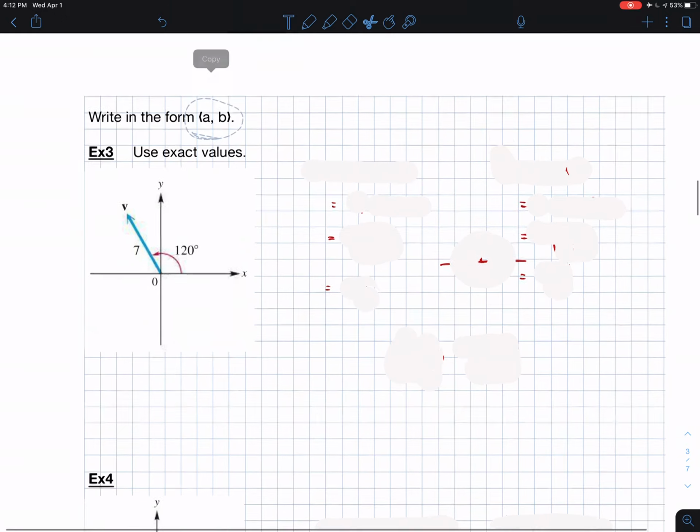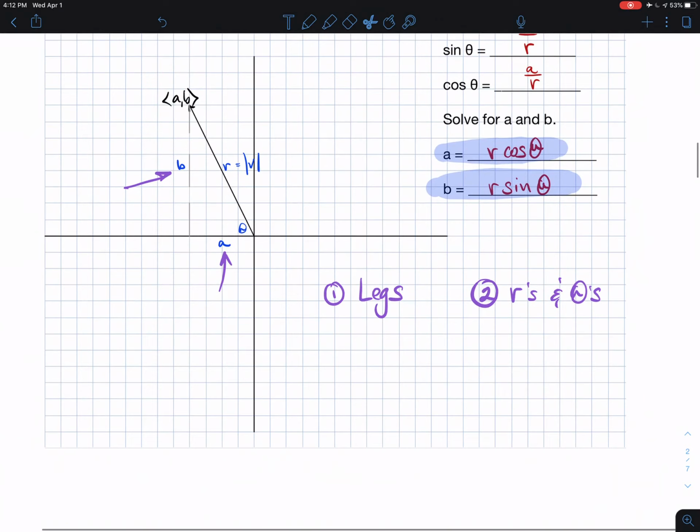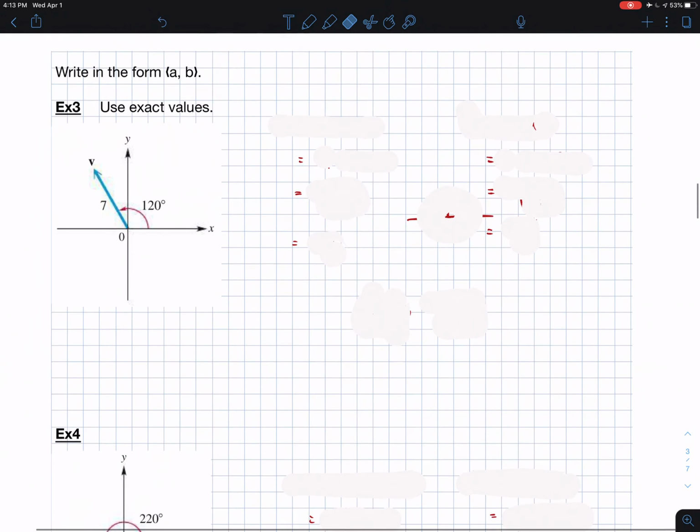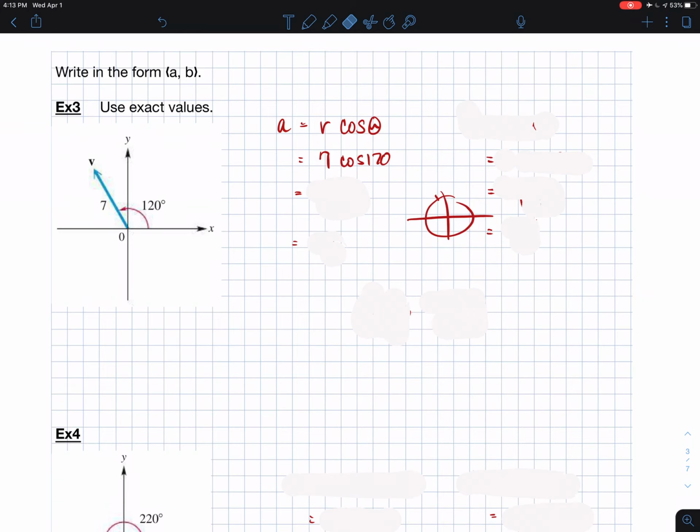So I'm going to use my handy dandy formulas that I just came up with. Since I have r's and thetas, I'm going to plug those in, and then do the work to find the legs that are missing. First, I'll set up my first equation: a is equal to r cosine theta. Plug in your r and your theta. Use your unit circle, folks. 120 degrees is on the unit circle, not to mention the directions say we should be using exact values. So the cosine of 120 is -1/2. Multiply that by 7 and I get -7/2.